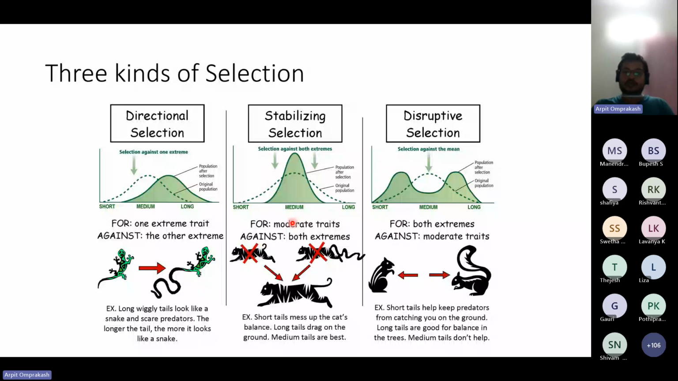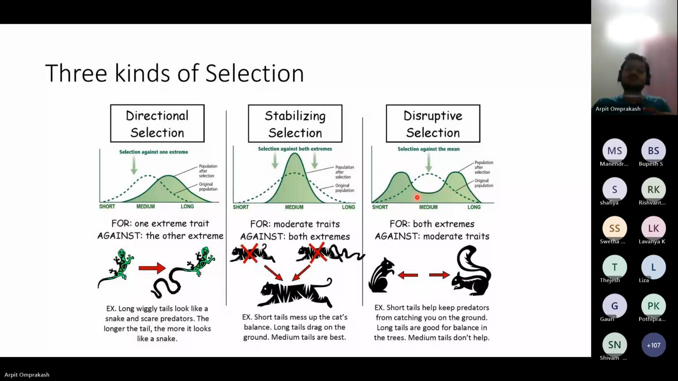So here the dotted line again is the original population. And in disruptive selection, what happens is there are two peaks now instead of one peak. So there are two modes instead of one for the distribution. And the middle one is somehow punished for their features.